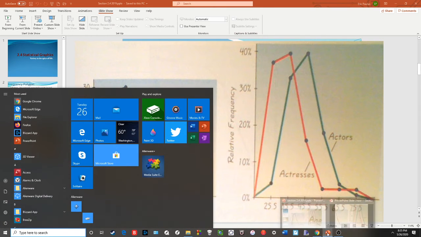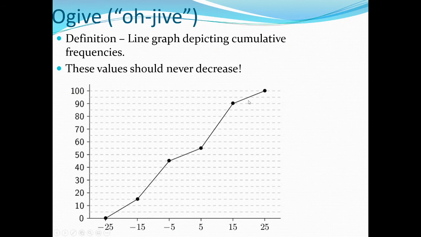Let's go to another one that's going to be very similar to this. An ogive is basically like a line graph, but it's used really for cumulative data. An ogive should never drop in value because it's that rolling sum thing we talked about last time. So it's usually good to show how stuff has changed over time or how quickly something has climbed over time.